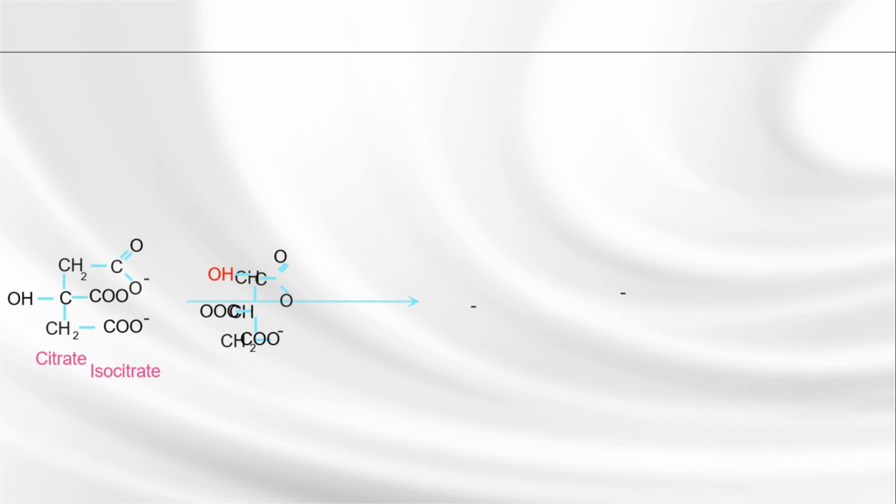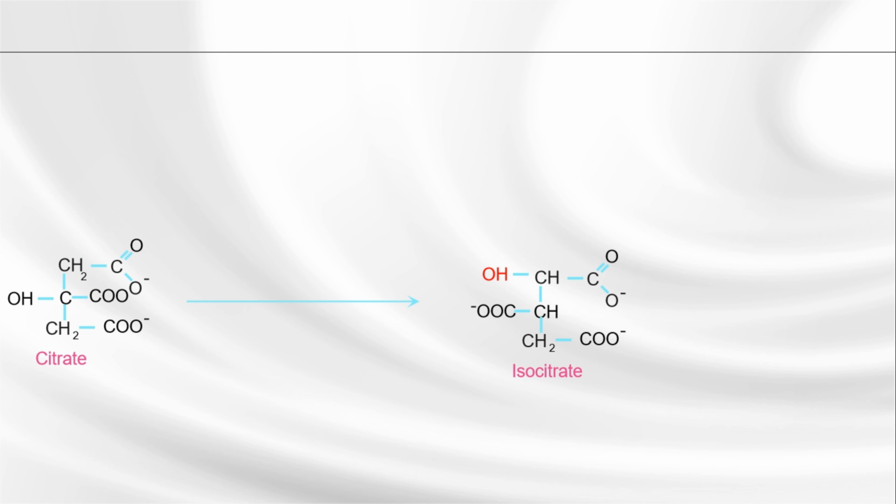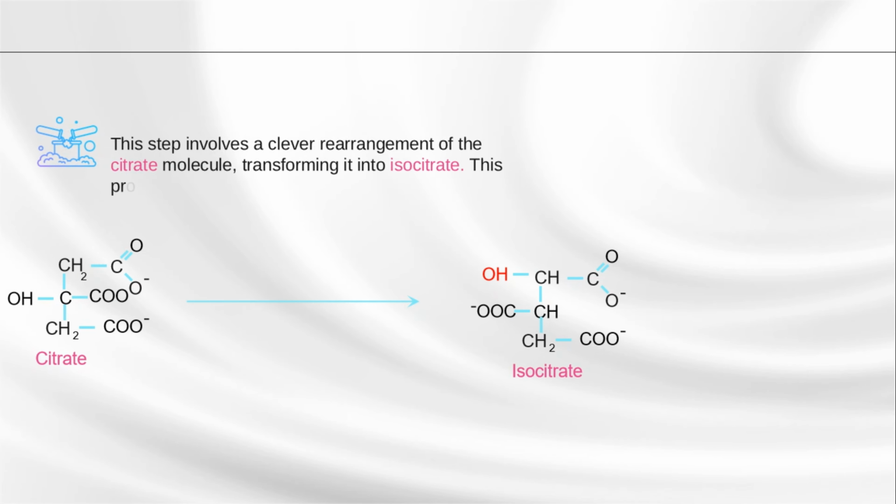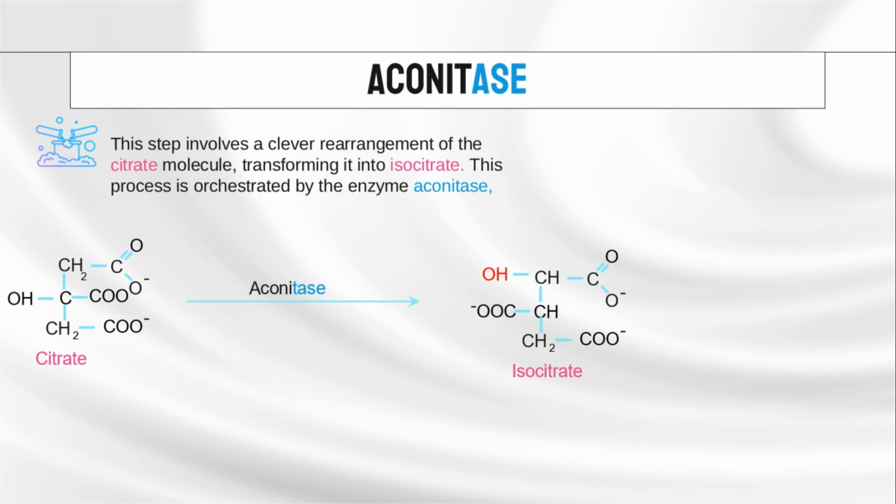Now let's dive into the next fascinating step of the citric acid cycle, the conversion of citrate to isocitrate. This step involves a clever rearrangement of the citrate molecule, transforming it into isocitrate. This process is orchestrated by the enzyme aconitase, which acts like a skilled molecular artist, shifting atoms to create a new structure.